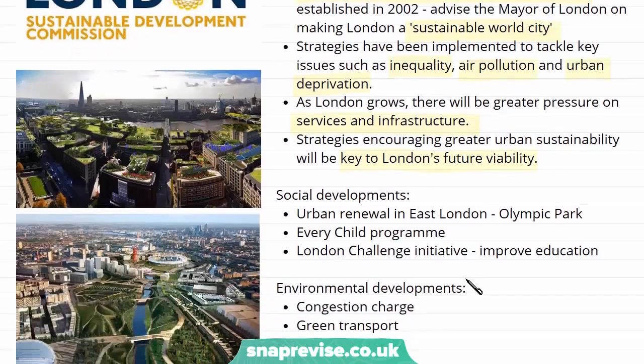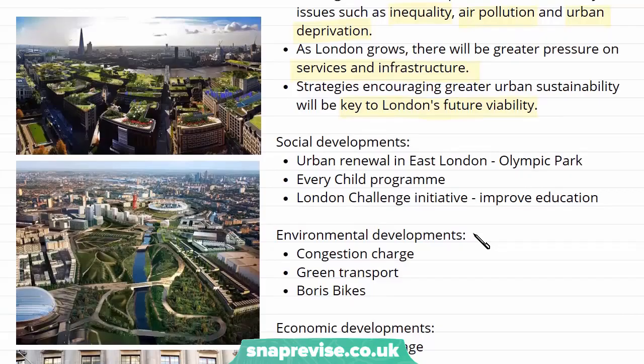Some of the social developments taking place are things like urban renewal, which occurred before the 2012 Olympic Games, especially in the Olympic Park, which was completely renewed and redeveloped. There's an Every Child programme which helps children and funds them to do things like music and other activities. And there was also the London Challenge initiative to improve education in the city, and now London educational standards are higher than anywhere else in the country. So this can be seen as a really good example of how to improve educational levels.